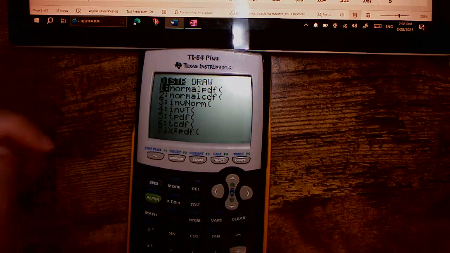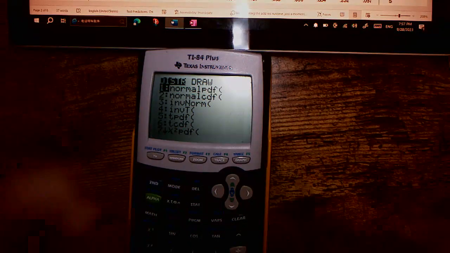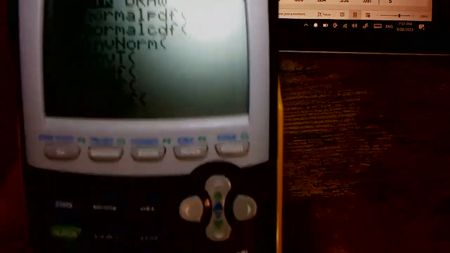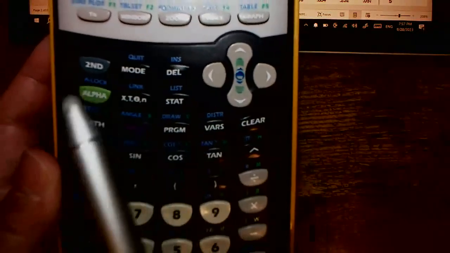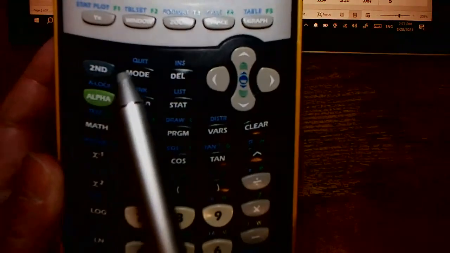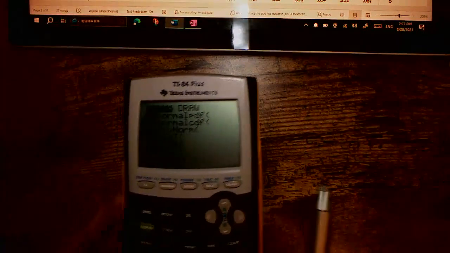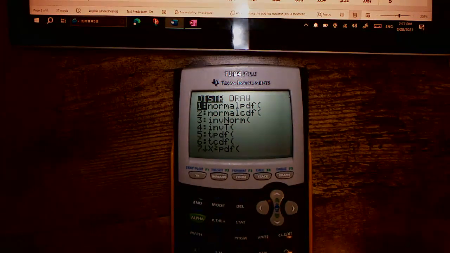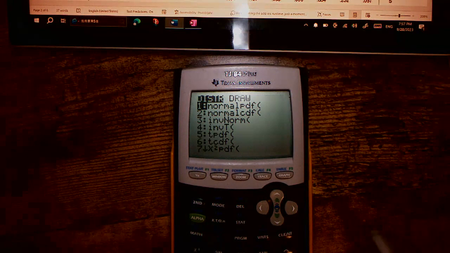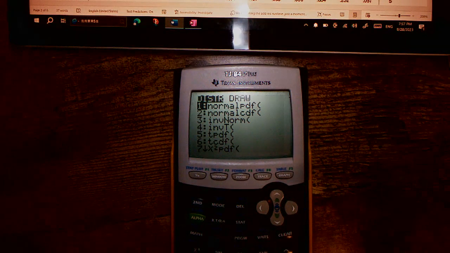What is VARS? V-A-R-S, capital letters, is right here. You turn on the calculator and enter second VARS. Let me know, do you see DISTR? D-I-S-T-R. Okay, awesome, perfect.